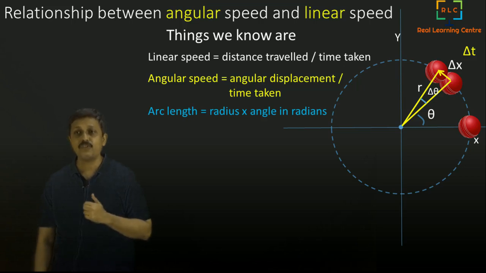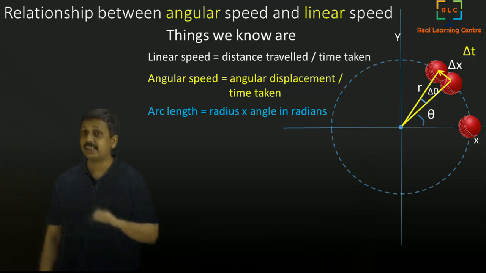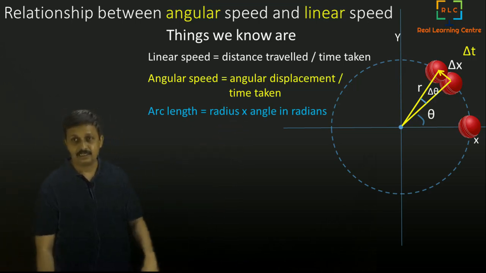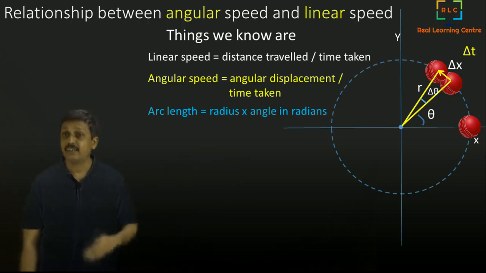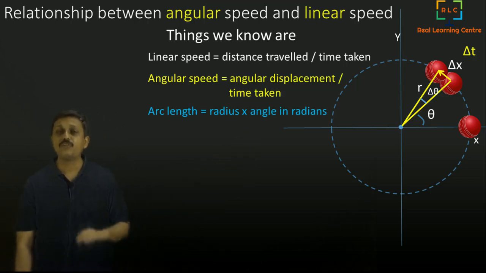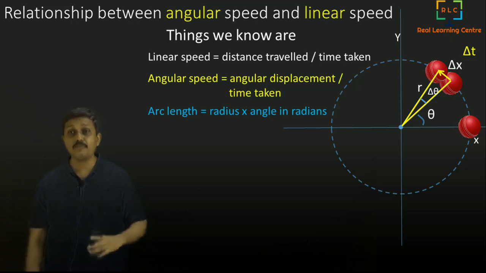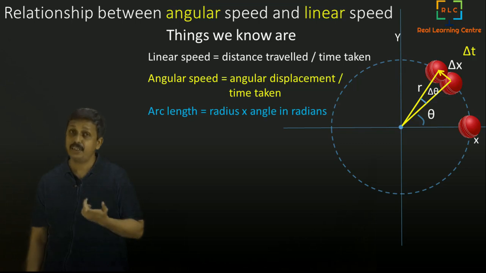In geometry, if you want to relate the arc length to the angle, there is a relationship. The small arc length, delta x, is related to the angle theta, which is in radians. Radius times the angle will give you the arc length. So, these three things we know. From this, we can make the relationship between linear speed and angular speed. So, how do we do that?